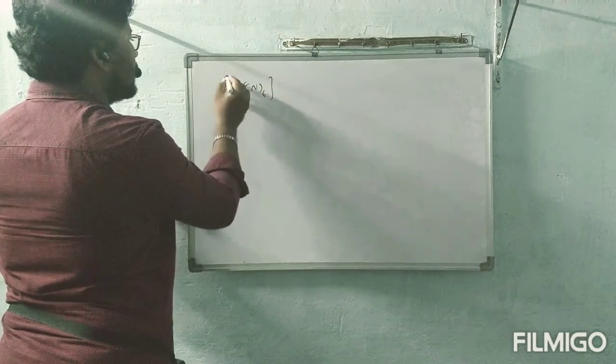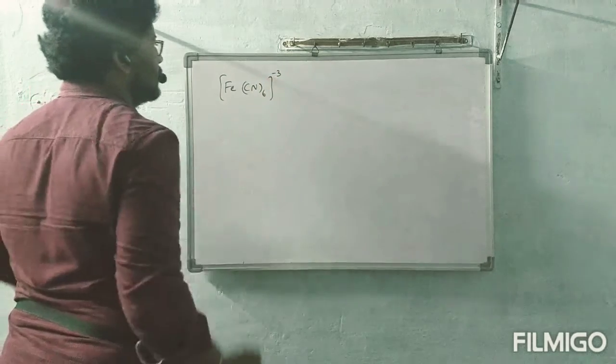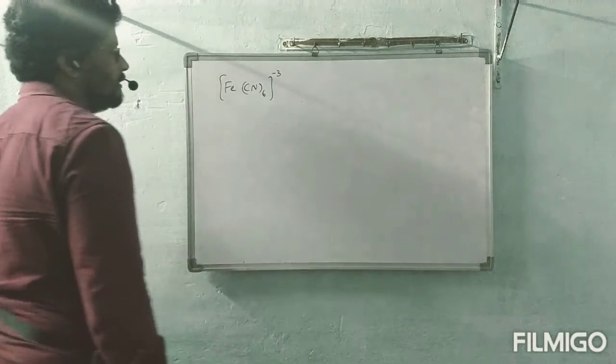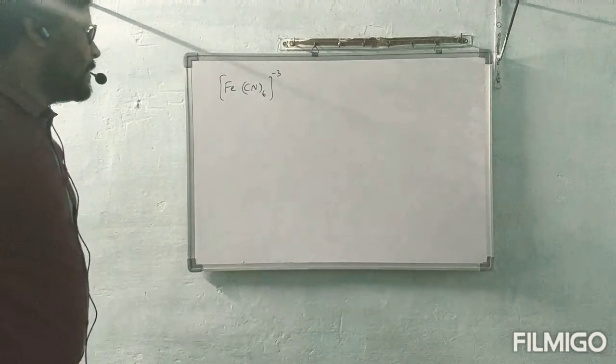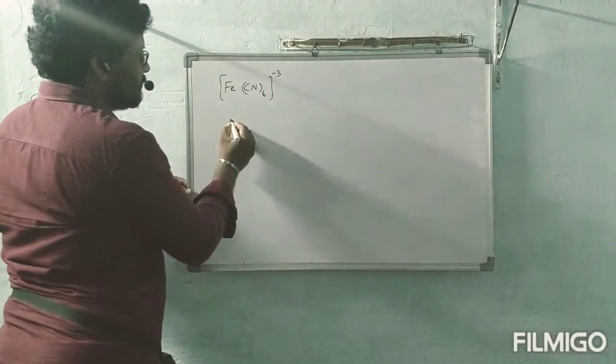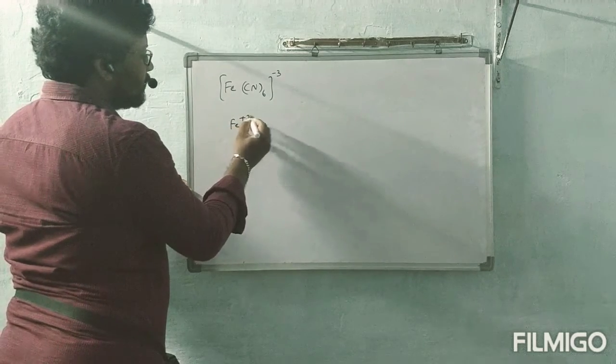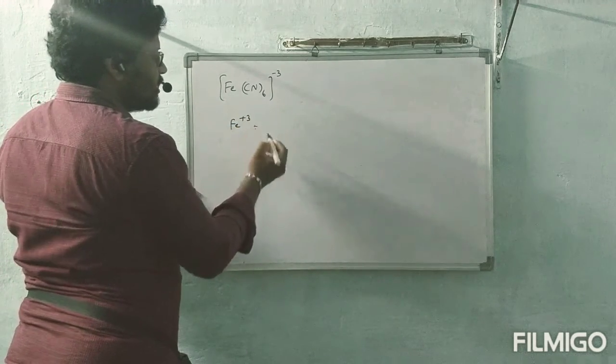[Fe(CN)6] minus 3. In this, what is the oxidation number of iron? Fe plus 3.